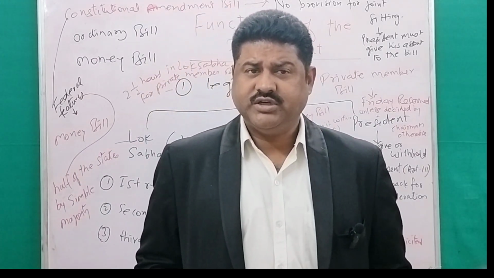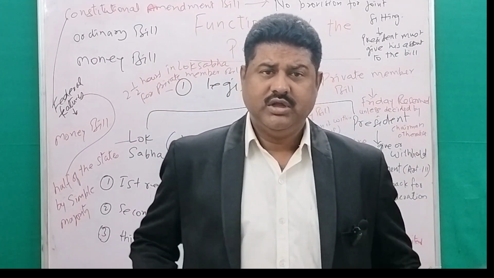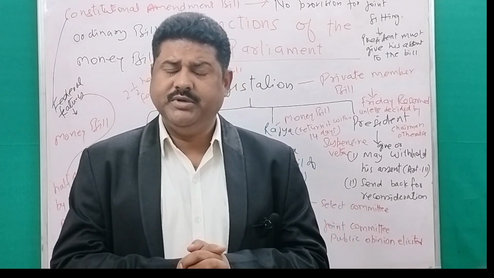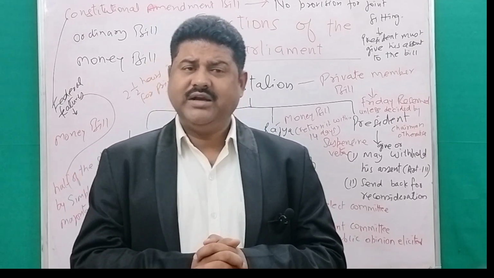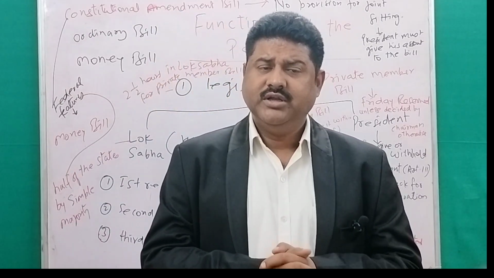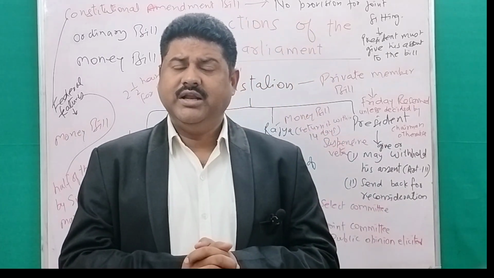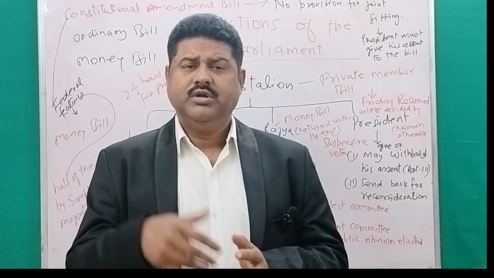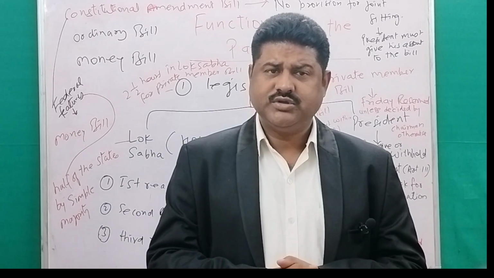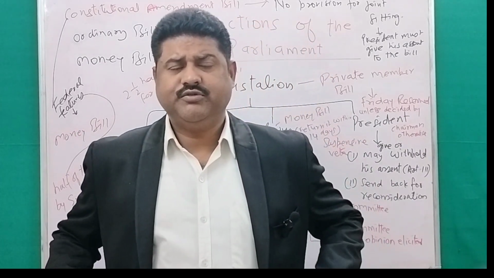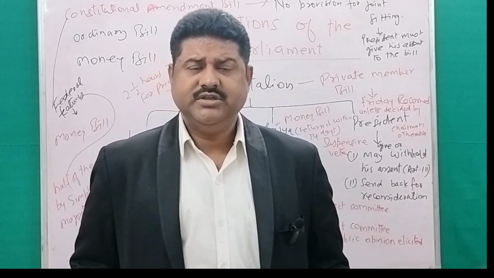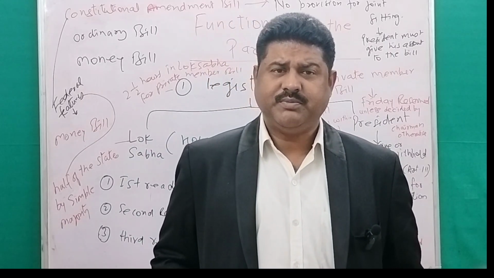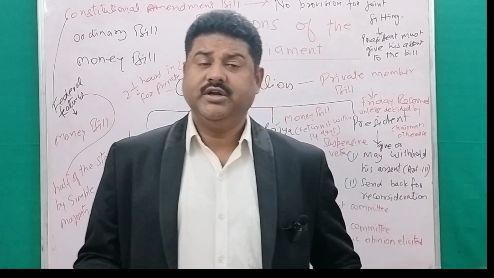So if the other house does not accept that, there is a deadlock, and that deadlock has to be resolved. That can be resolved only when the president takes a call to that effect and invites a joint session of the houses, and the speaker presides over this meeting. In that joint sitting, if the bill is passed, then it has to be assented.